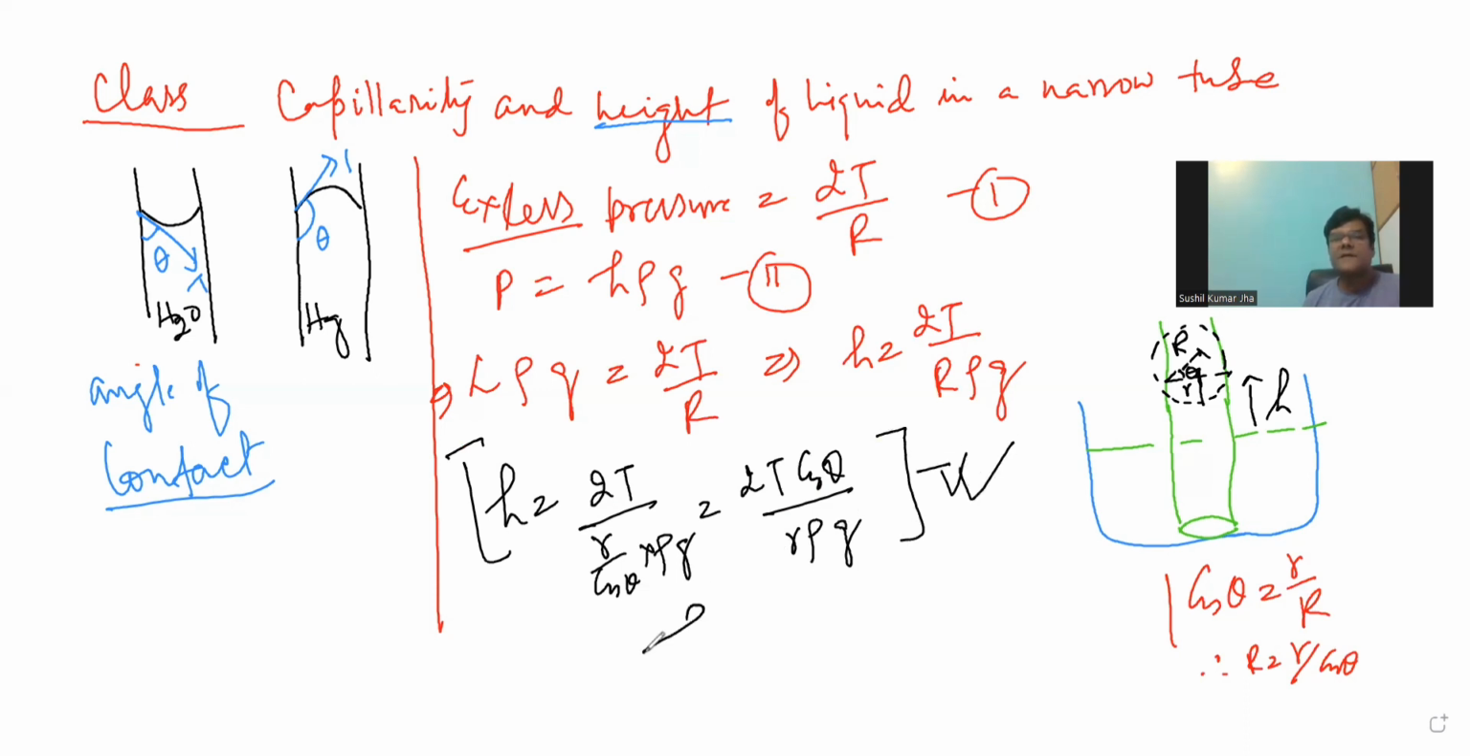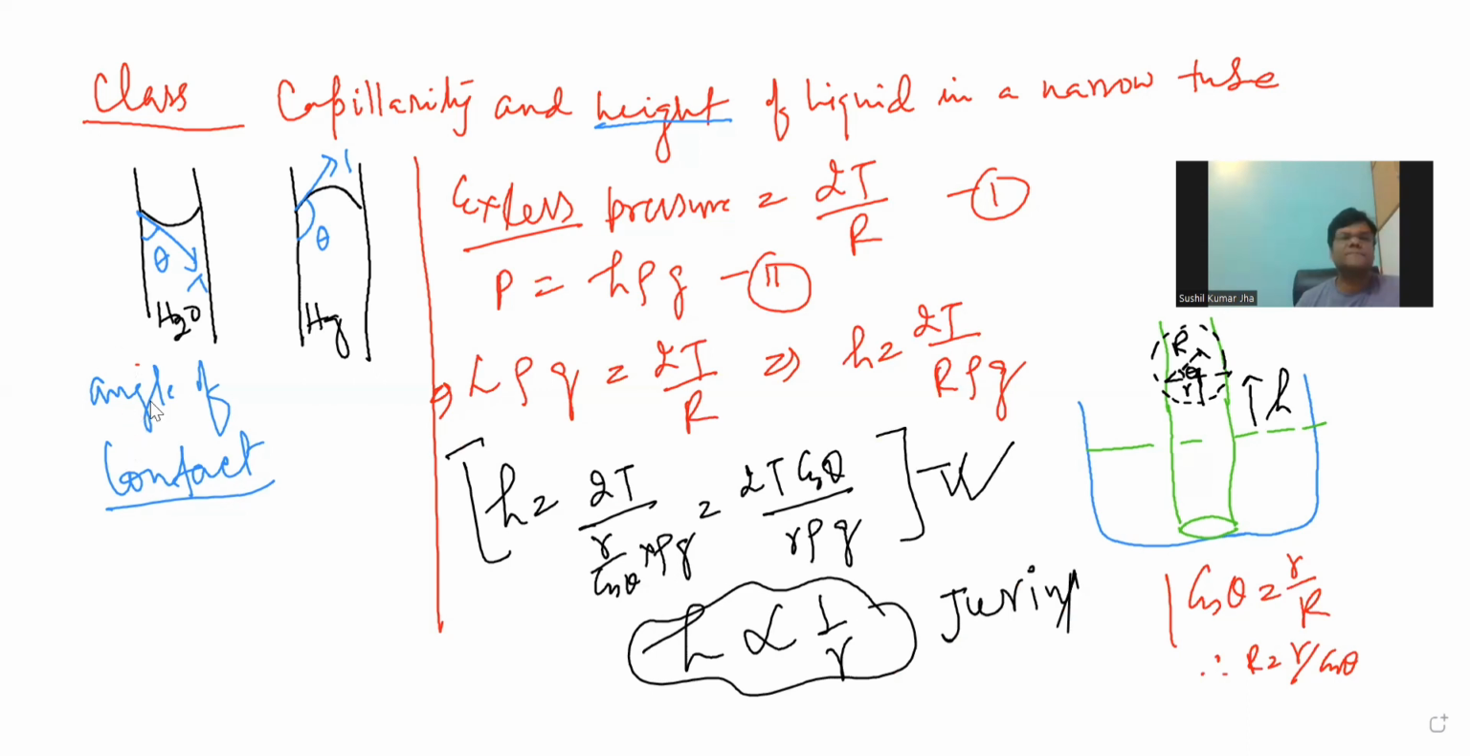And this height is inversely proportional to the radius of this capillary tube. So narrower the tube, more will be the height of liquid and vice versa. Somewhere it is also written as Jurin's law, right? So it's all about this height of capillary tube.